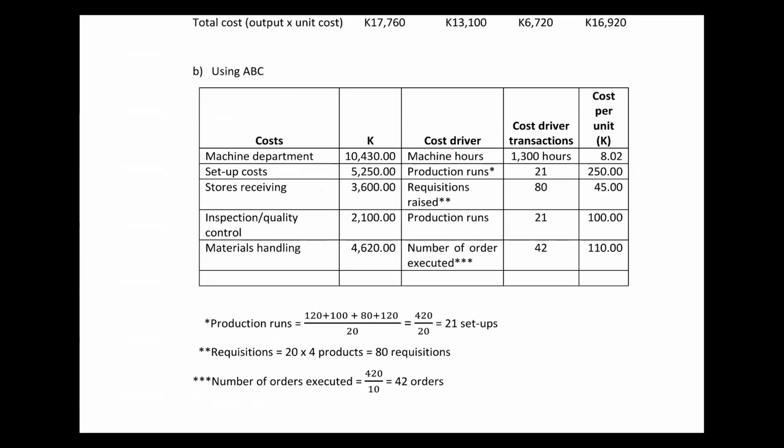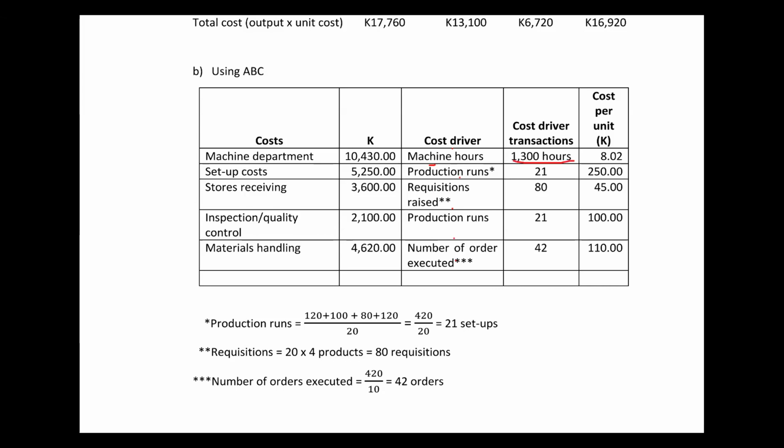You have to indicate also the cost driver, and the cost drivers are given in the question. In this case, these are the cost drivers. Then this is the cost driver transaction. Now, the cost driver transaction is found by asking the total number of those drivers for all the products. For the first one, the machining department, we are using machine hours. So you ask yourself, how many machine hours are there for all the products? We calculated and totaled them to 1,300.